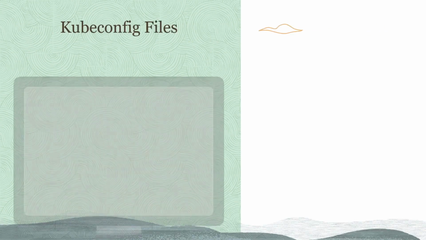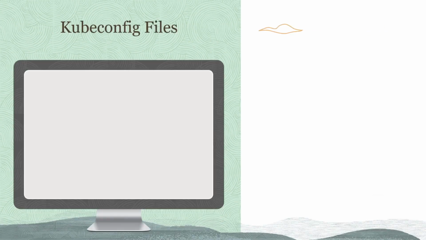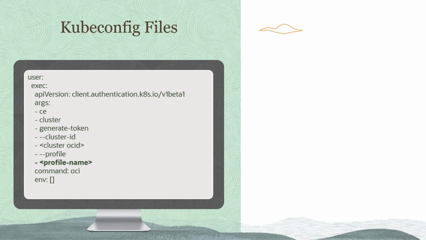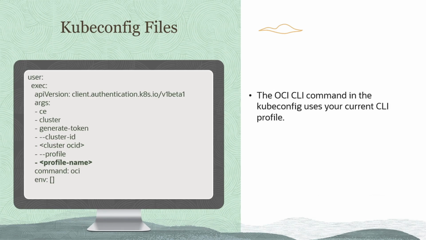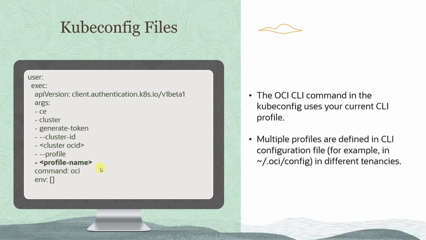Alright, let's fine-tune our Oracle Cloud Infrastructure command in the kubeconfig file. Here's the scoop. The command in the kubeconfig file plays nice with your current CLI profile. Now, if you are the type who likes to keep things interesting with multiple profiles across different tenancies in your CLI configuration file, we've got a trick for you.